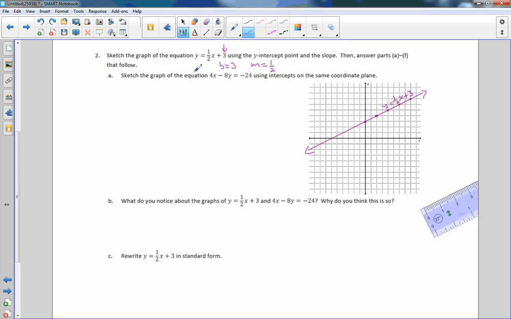Now it says, sketch the graph of the equation 4x minus 8y equals negative 24 using intercepts on the same coordinate plane. So if I have 4x minus 8y equals negative 24, and I want to find the y-intercept, then I let x equals 0. That's the rule. So I'm going to say 4 times 0 minus 8 equals negative 24. So that's 0, so negative 8 equals, oops, I forgot my y.